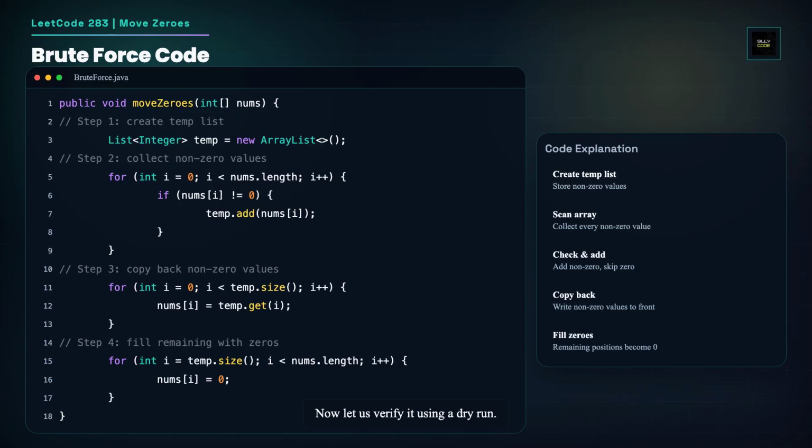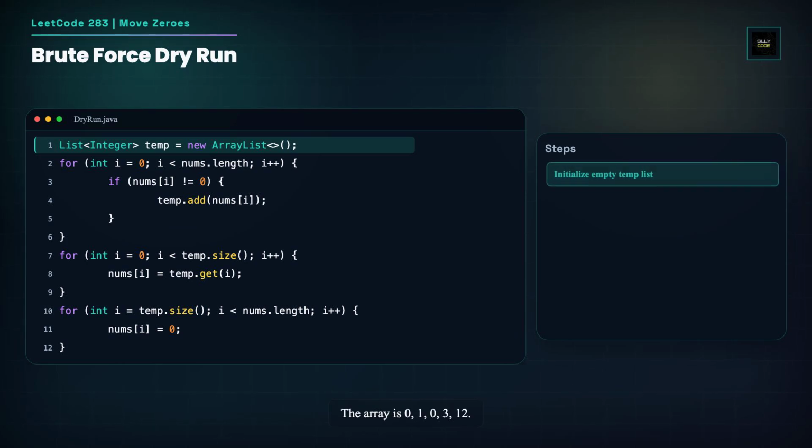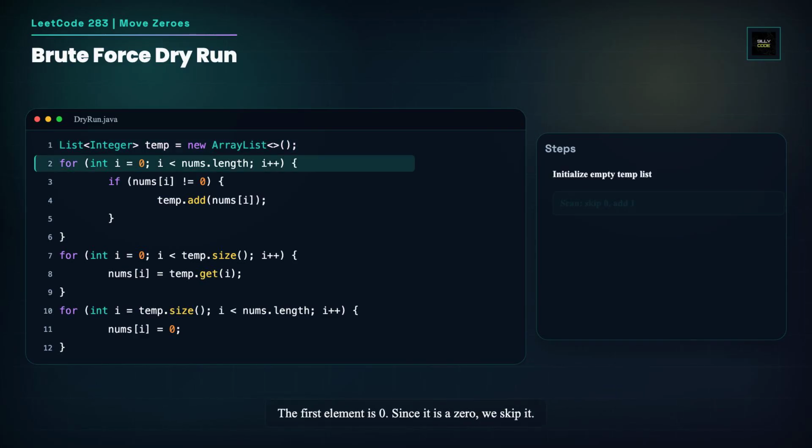Now let's verify it using a dry run. Let's use the first example. The array is 0, 1, 0, 3, 12 initially. Our temporary list is empty. We start scanning from left to right. The first element is 0. Since it's a 0, we skip it. The temporary list is still empty. Now we move to the next element.